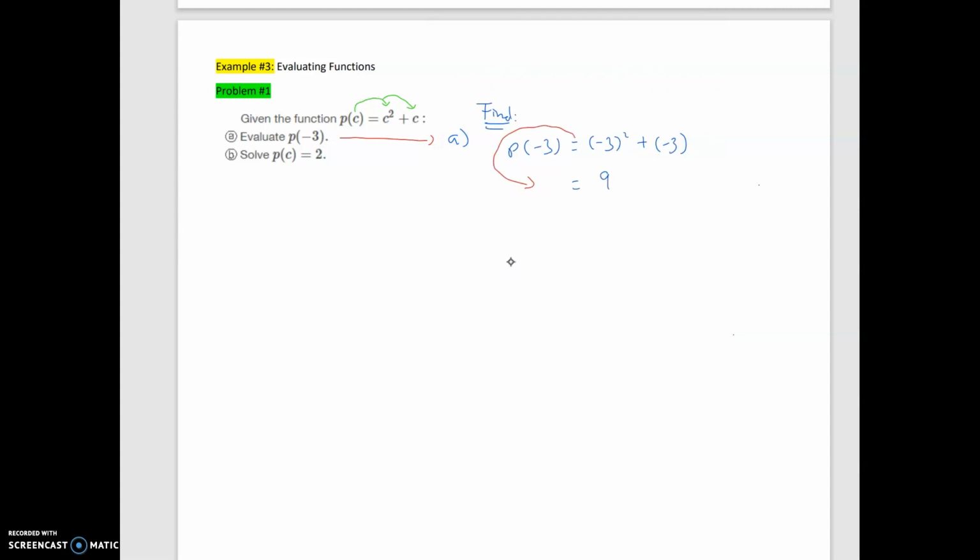So here we're going to get 9 plus -3, or the value of 6. And then as our final answer, we rewrite it as p of -3 is equal to 6. For this problem, +6. That's our final answer.